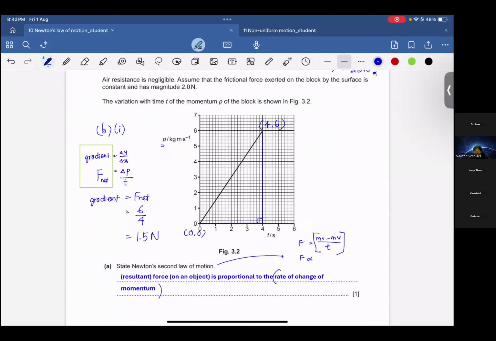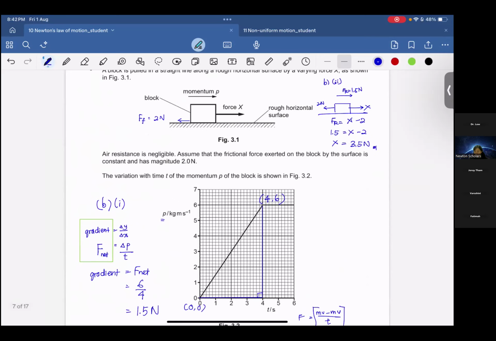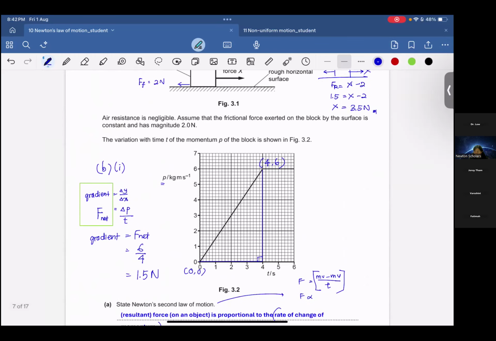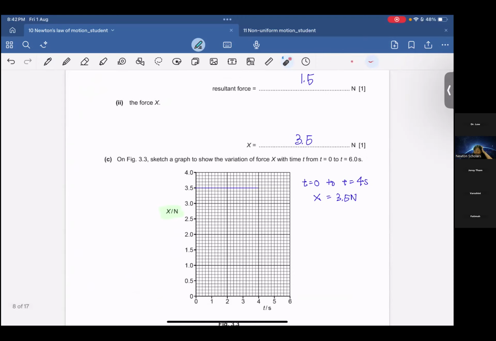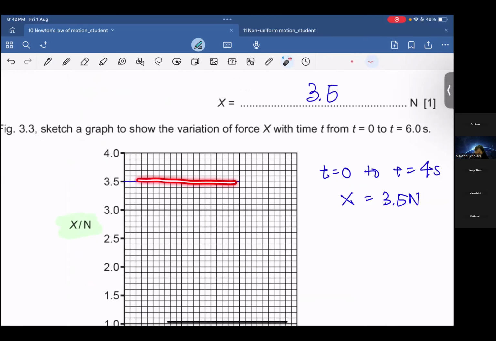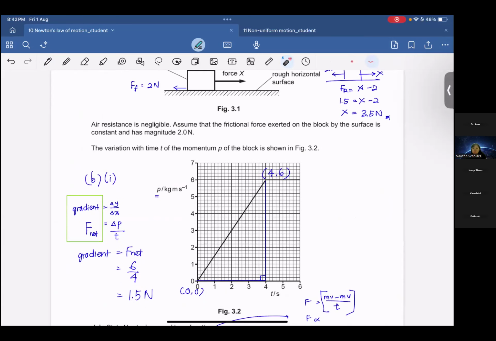Okay, so just now we already calculated your X force is 3.5 Newton. So here, from 0 to 4 seconds, this part, the X should be 3.5 Newton, until 4 seconds. Then how about 4 to 6 seconds? Any of you type your answer, let me know. Which value of X should I draw the line?